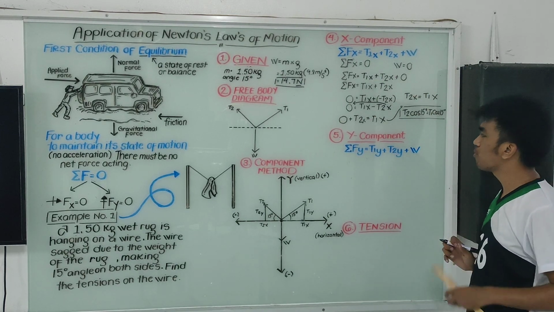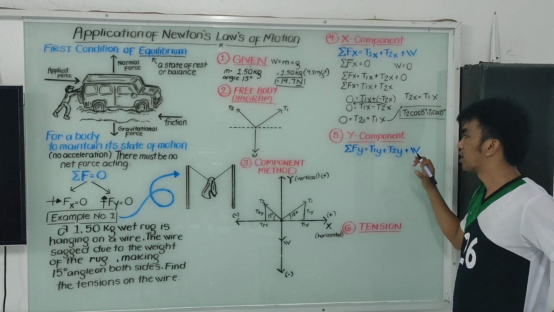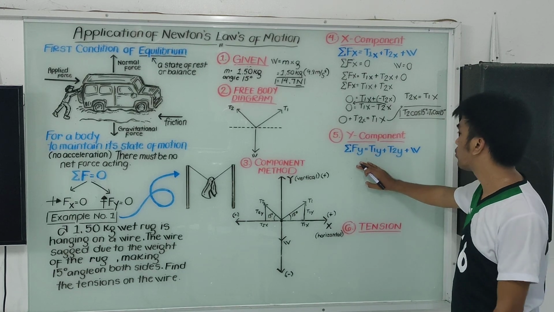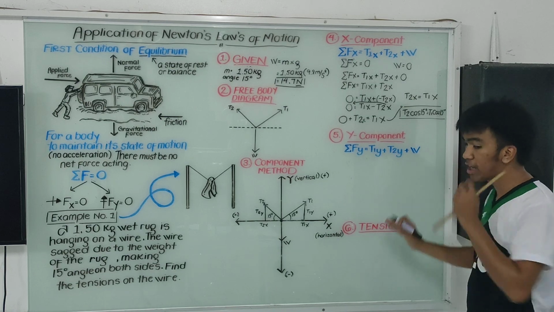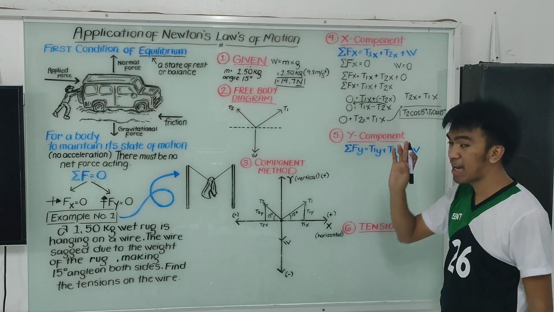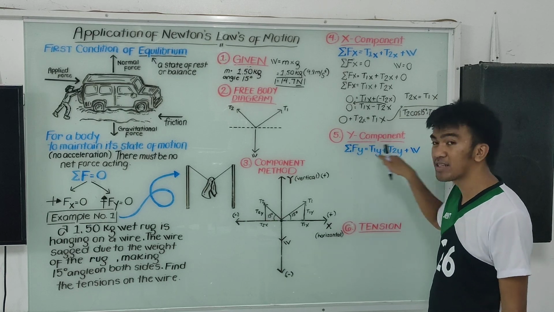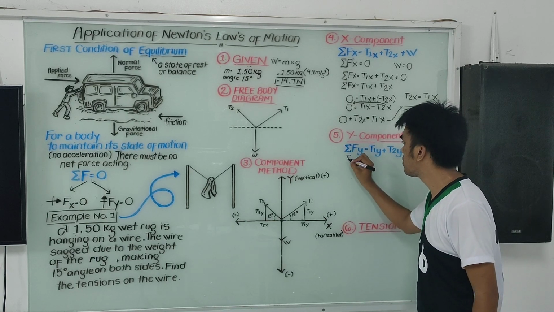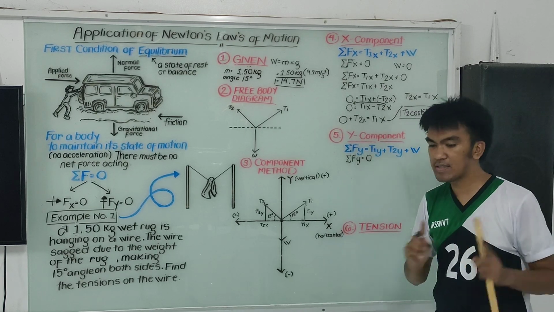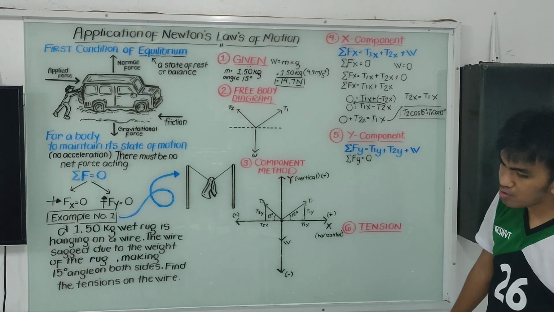Next, let us now compute for the y component. So this is the formula to be used in the y component. Summation of Fy is equal to T1y plus T2y plus W. You have to remember that the sum of all the forces here is also equivalent to summation of Fy is equal to 0. Can you follow? Okay.